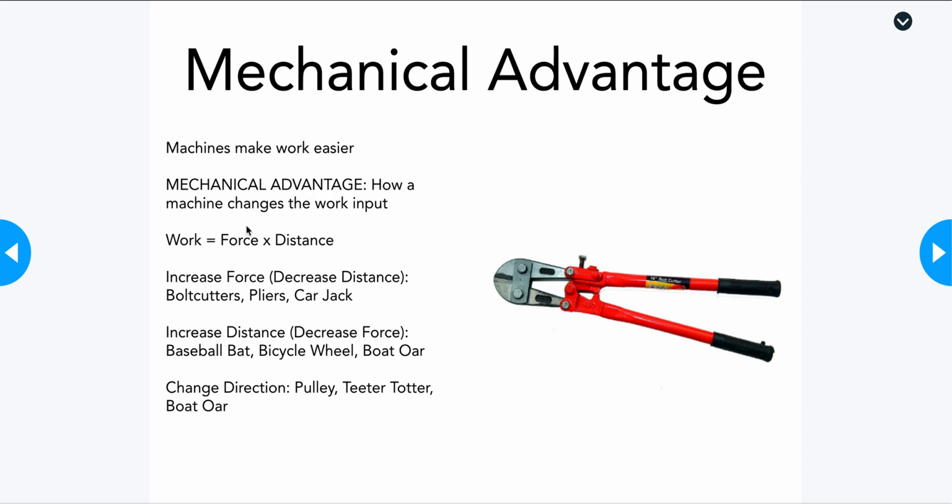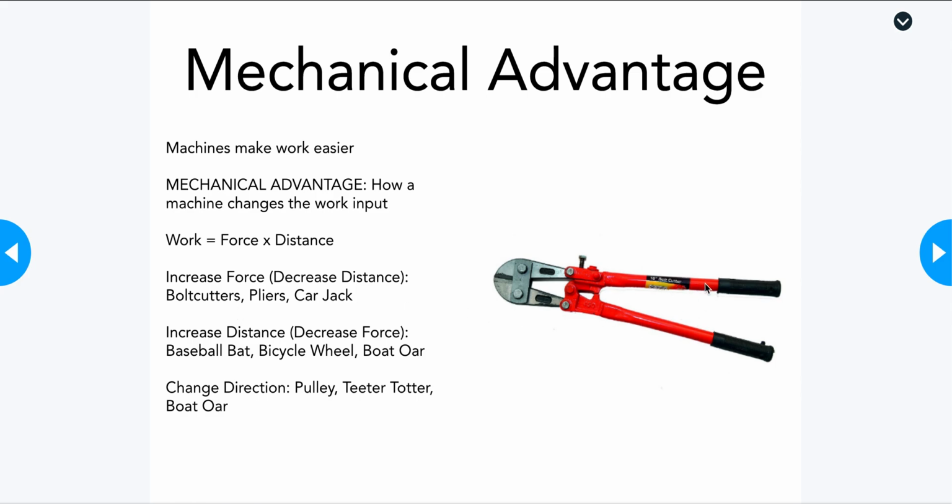And so we are going to focus on what is increased, but do realize that whatever is increased, the other is decreased. So the first type of mechanical advantage we can have is an increase in force, which means that there is a decrease in distance. So this would be an example of bolt cutters.